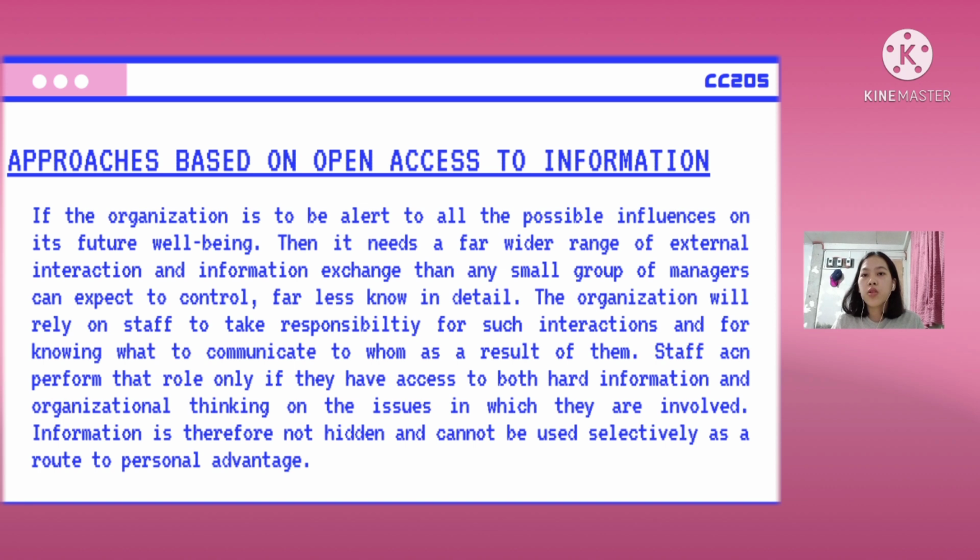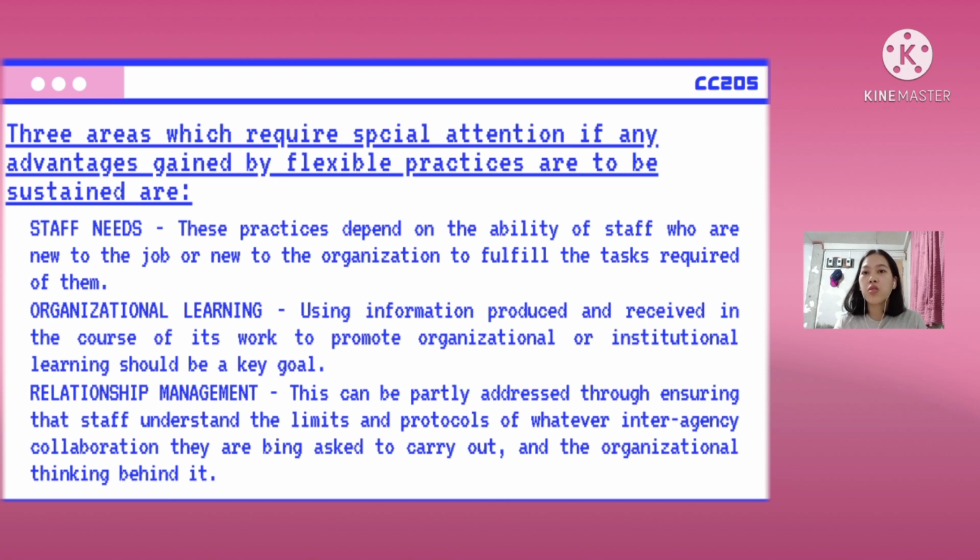Staff can perform that role only if they have access to both hard information and organizational thinking on the issues in which they are involved. Information is therefore not hidden and cannot be used selectively as a route to personal advantage. Three areas require special attention if any advantages gained by flexible practices are to be sustained: those of staff needs, organizational learning, and relationship management.